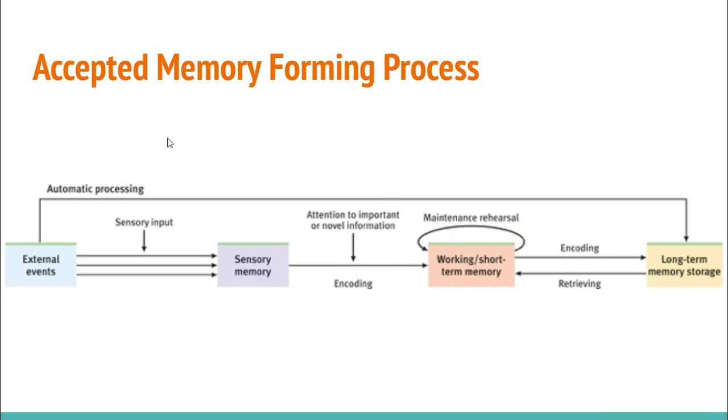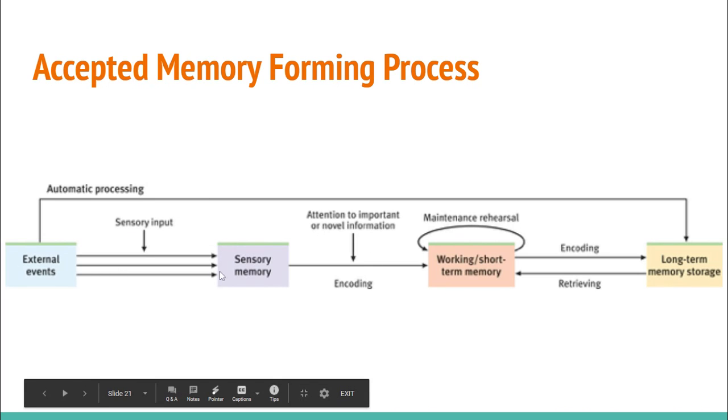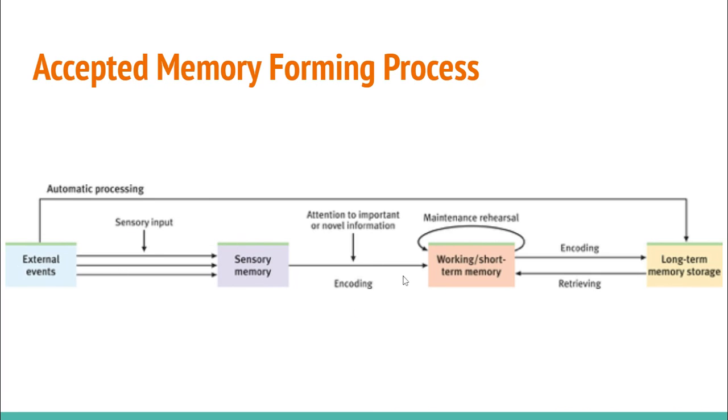So memory formation looks something like this. An external event gives us sensory input. It goes into general sensory memory. Then, if we are paying attention, whether it is important or novel, we encode that into our working or short-term memory. And there is where we have to do that rehearsal. We have to practice. We have to say it to ourselves. Things like note cards are a form of rehearsal. It's basically practicing and reminding, going over that information over and over again.